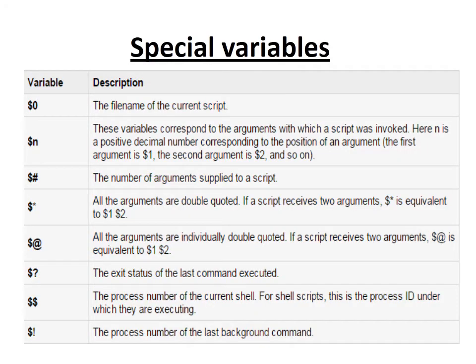Now, let's learn about special variables. These variables are reserved for specific functions in Unix. These are the special variables, that is $0, $n, $#, $*, $@, $?, $$ and $!. That is, if you type $0, the file name of the current script is got. If you type $#, the number of arguments supplied to a script is got, and so on.